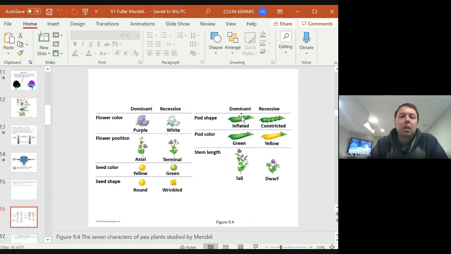Okay, and then let's take the pod all by themselves. Inflated or smooth is dominant to constricted, and green pea pod color is dominant to yellow. So that's a little reverse of the actual peas. And then of course we have the common tall is dominant to short or dwarf. So come back to this one, you'll need this one. It's a good diagram.